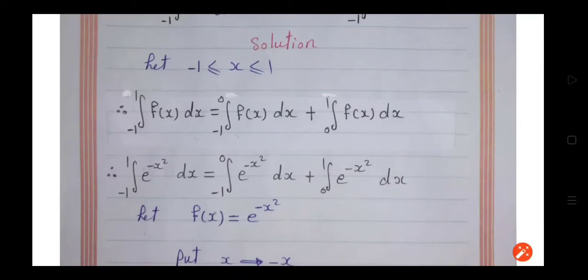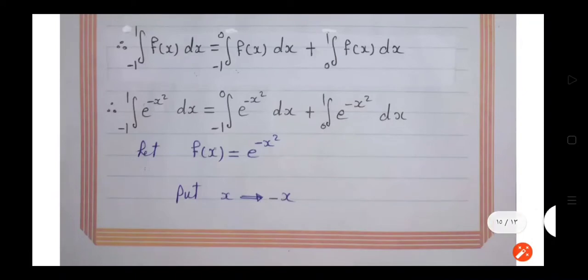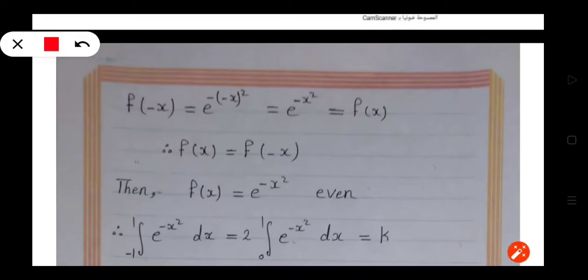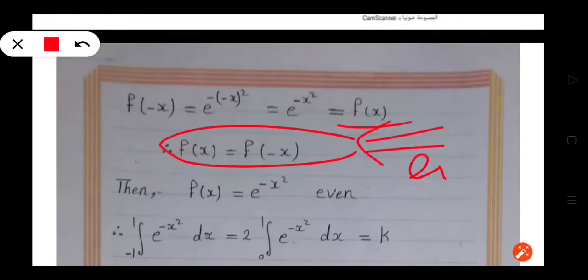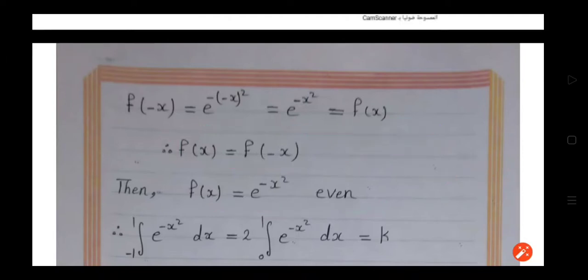Let the function equal e power negative x squared. To find the type of this function, put every x by negative x. That means that f of negative x equal e power negative negative x squared. That's equal e power negative x squared, equal the same function. That's the condition for even functions. That means that the function is even.